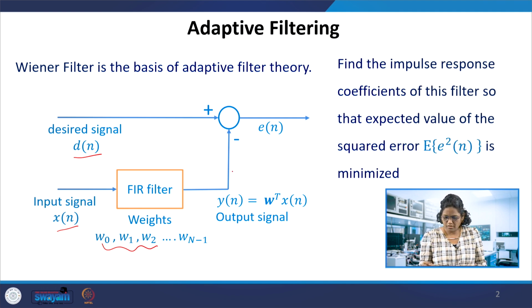So what does it do? It finds the impulse response coefficients of this filter so that the expected value of the squared error is minimized. Let's see the meaning of this E squared of n, and so on.